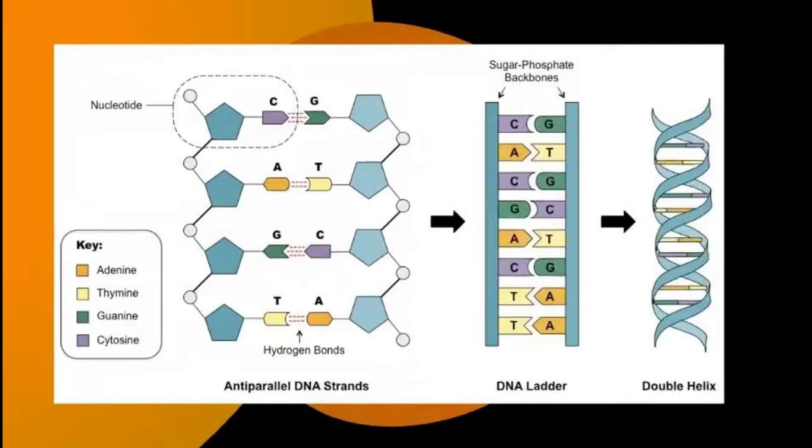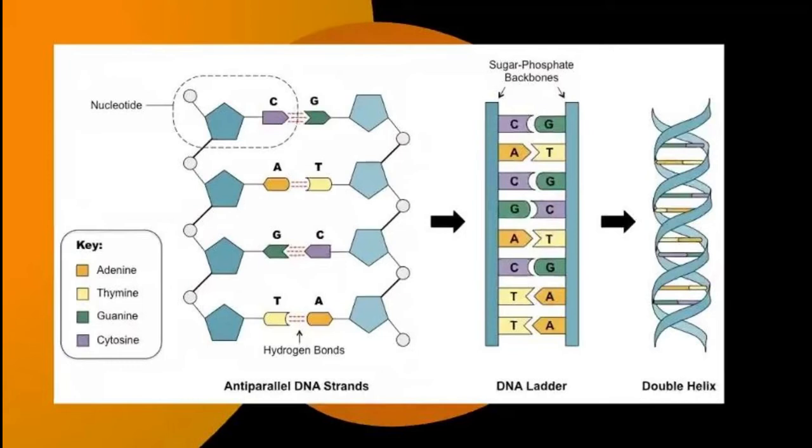So we have 1 polynucleotide chain on the left, and then what happens is that you get a complementary base pairing of a second polynucleotide chain. And these chains or strands run in an anti-parallel direction. What I mean by that is you can see on the strand on the left, the phosphate group is at the top, and the strand on the right, the phosphate group is at the bottom. So they're running in opposite directions.